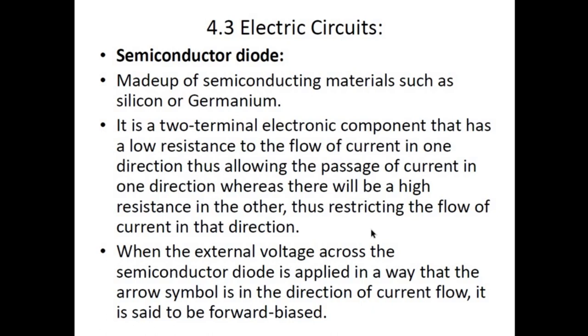When the external voltage across a semiconductor diode is applied in a way that the arrow symbol is in the direction of the current, it is said to be forward biased.